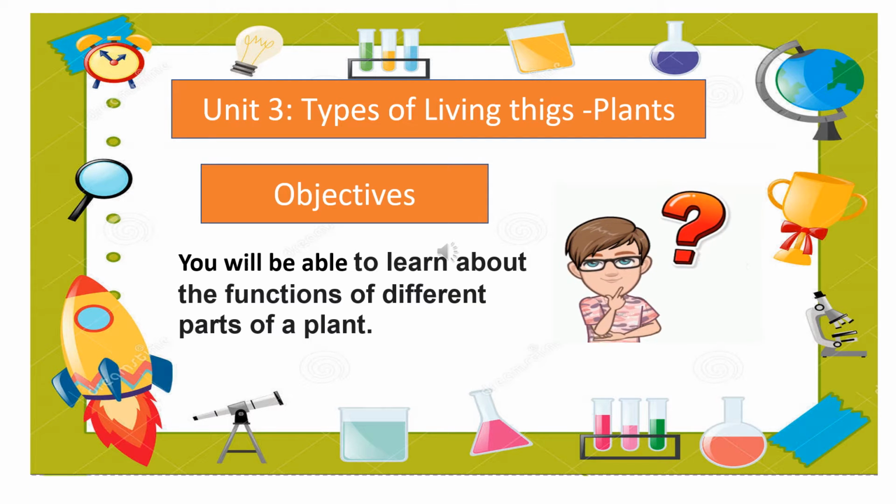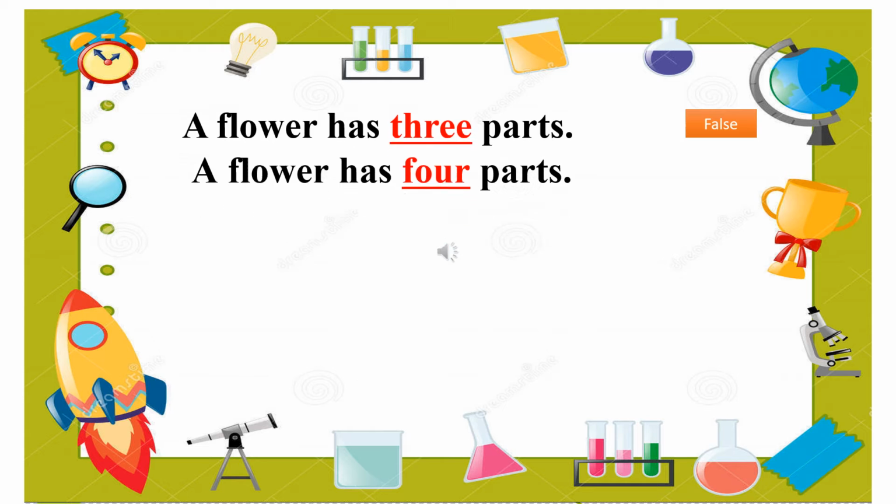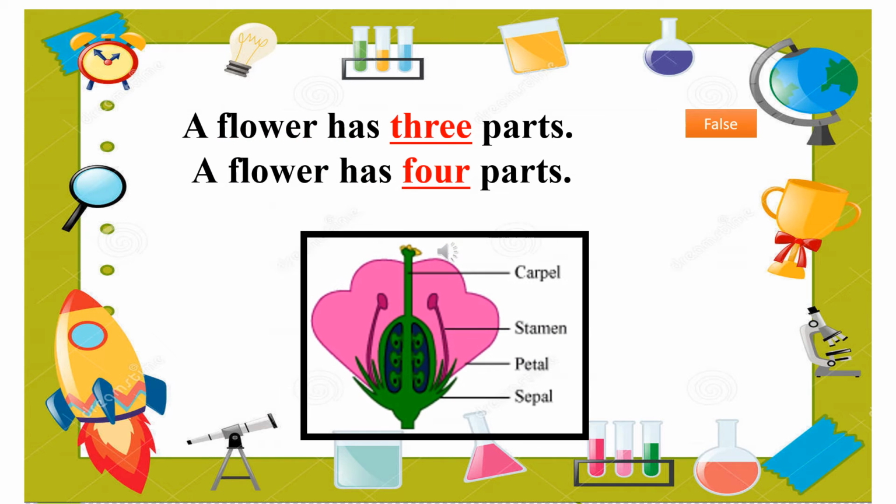We have learnt about different kinds of plants. In today's topic, we will learn about the functions of different parts of a plant. So my dear students, let's start from number 1. A flower has 3 parts. Is it true? No, it is false because a flower has 4 parts and they are carpel, stamen, petal and sepal.